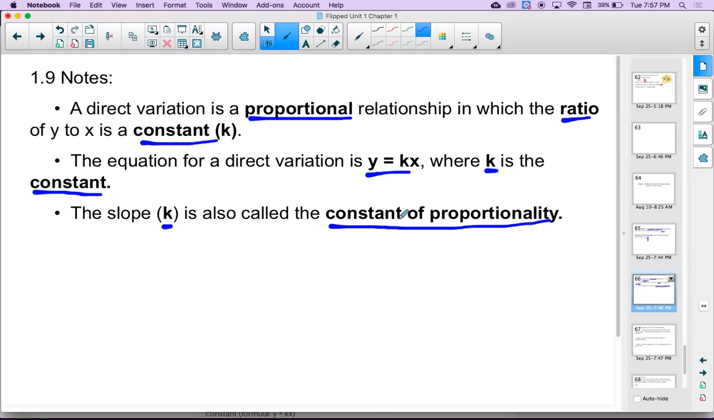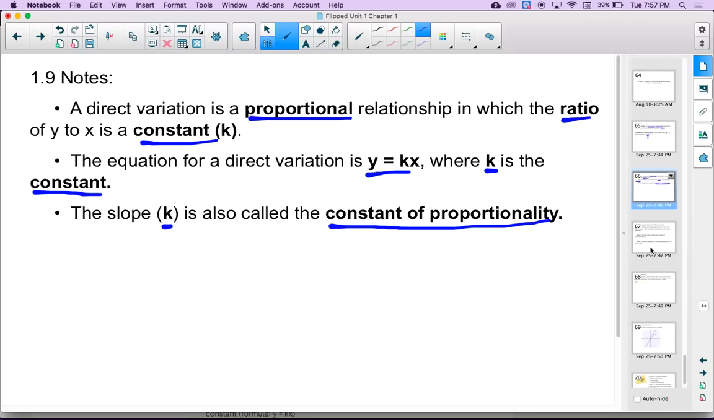It has to be a proportional relationship, though. It has to be a graph that is linear and passes through the origin. Okay, keep those things in your head.